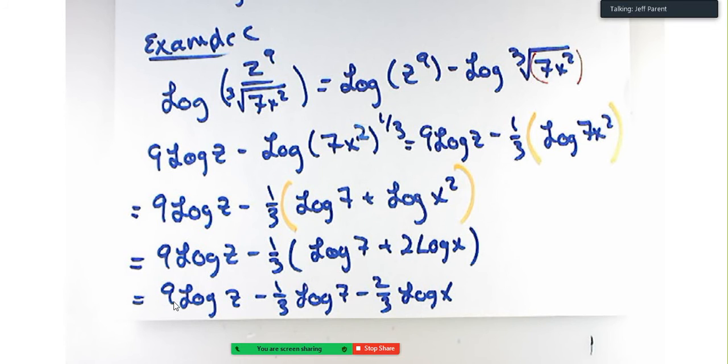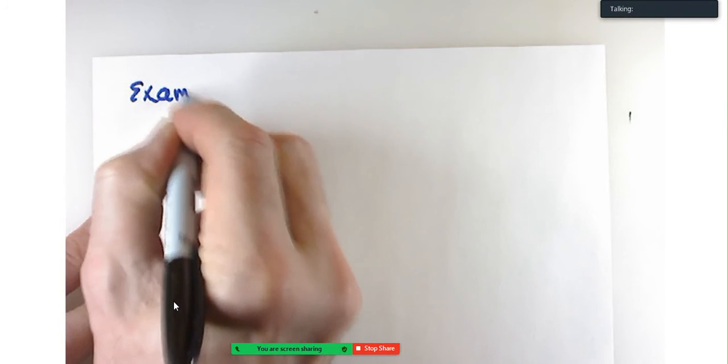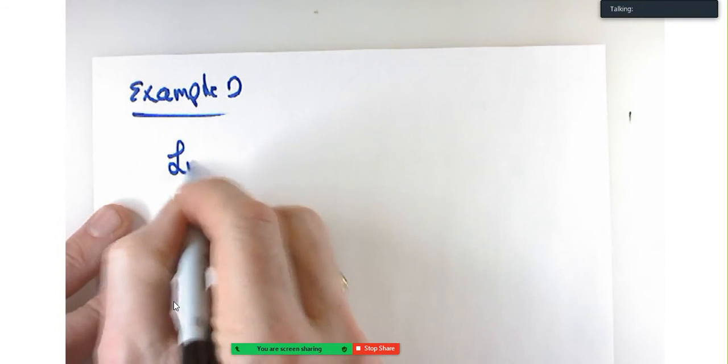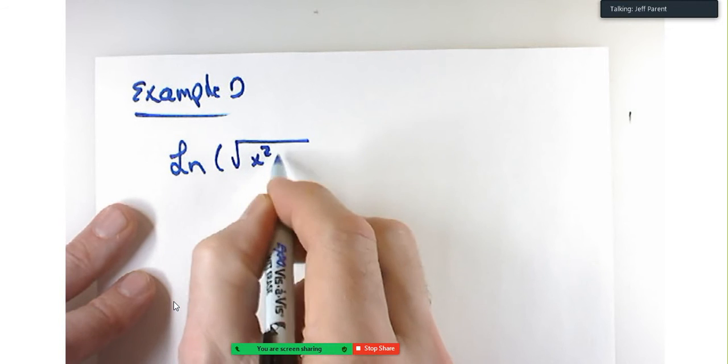All right, one last one, kind of in the same spirit. Maybe two. So example D. Ln of the square root of x squared plus 9.